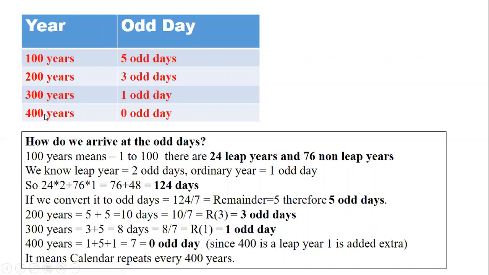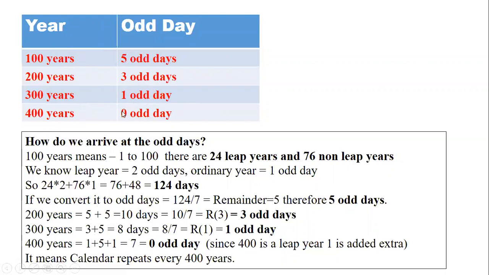So 400 years, 1 plus 5, 6. But 400 is a leap year, so one more day you need to add. So 1 plus 5 plus 1, 7 is equal to 0. So for 400 years, you have 0 odd days. So these four values you need to remember. 100 years, 5 odd days. 200 years, 3 odd days. 300 years, 1 odd day. 400 years, 0 odd days.